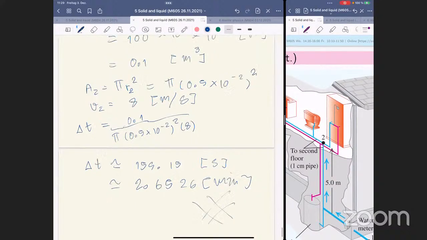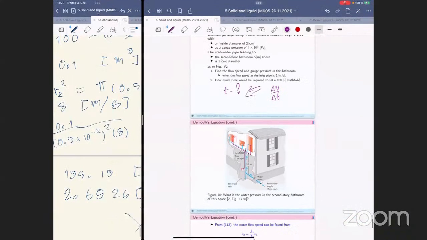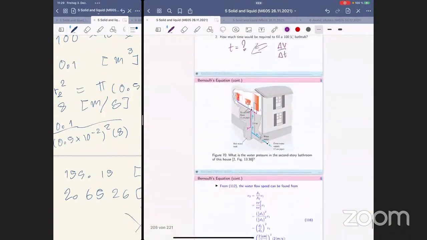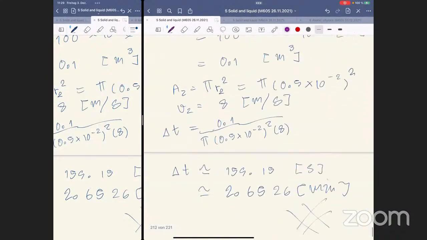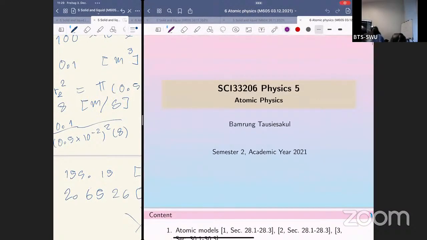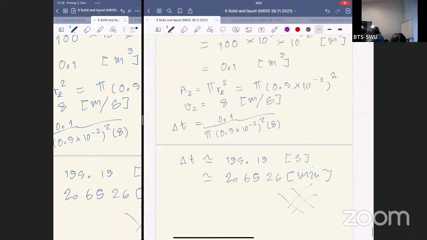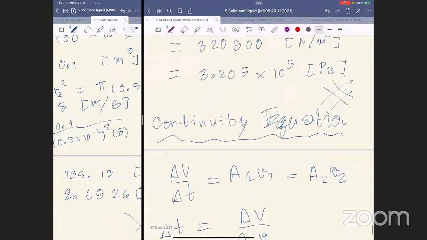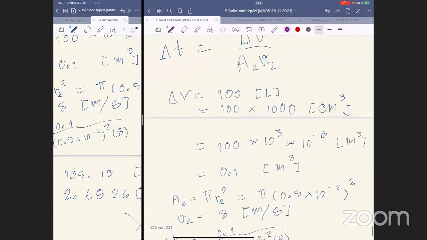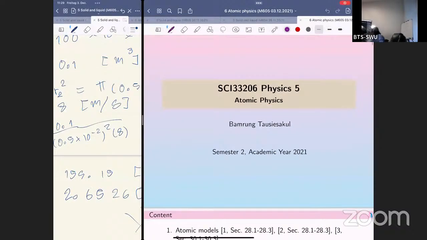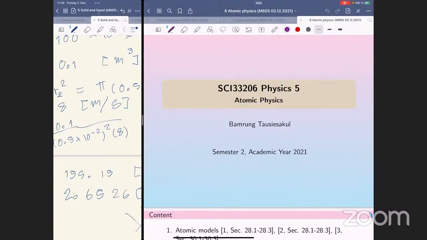We have completed this chapter. This chapter is finished with the story about Bernoulli's equation. Next time we are going to start the new chapter. M604 didn't complete this example yet, they still have some time for the calculation of the time waiting for the water to fill the bathtub. Actually I have prepared the slide for the next chapter on atomic physics, but we are running out of time.